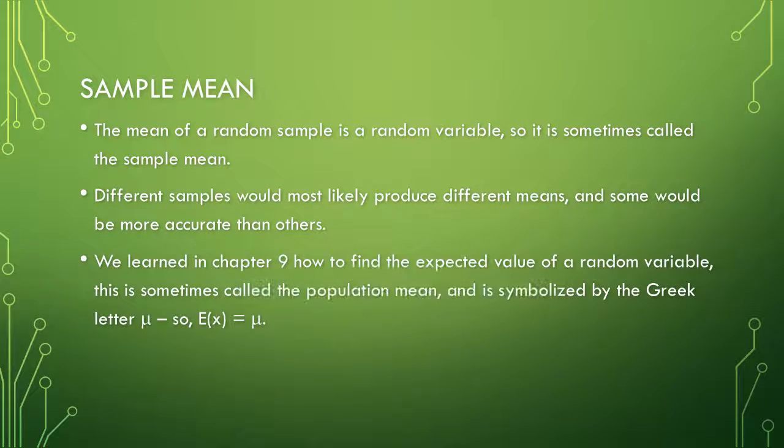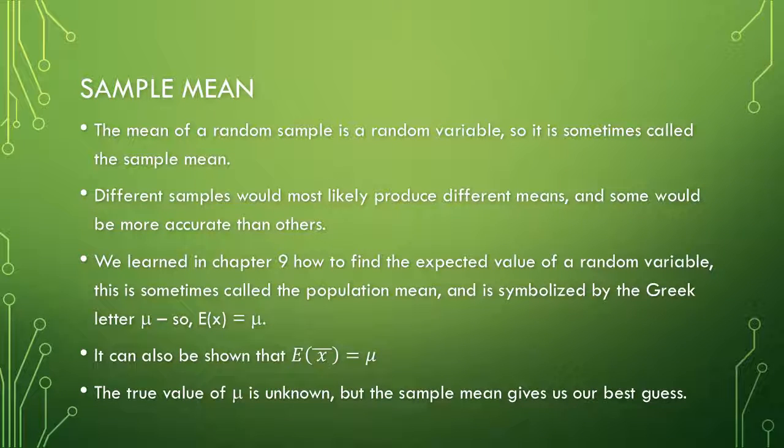We learned in Chapter 9 how to find the expected value of a random variable, and this is sometimes called the population mean. It's symbolized by the Greek letter mu, so E of x equals mu. Mu symbolizes the actual mean for the population, and the fact is we just don't know for sure most of the time what that actually is. So we use our sample mean to give us our best guess. Again, there are going to be variations between sample means. If you do take a full-blown statistics course, you'll learn how all that is dealt with.